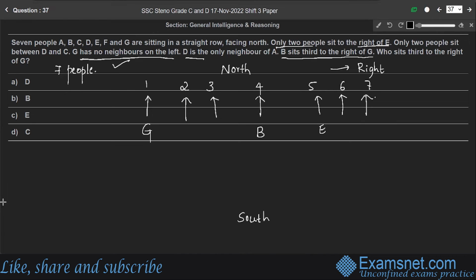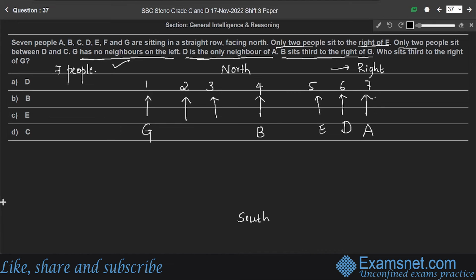So next one. D is the only neighbor of A. That means A becomes the last person. A accommodates 7th place, so that D becomes the only neighbor of A. To the right of A, there is no one. Therefore, D becomes the only neighbor of A.